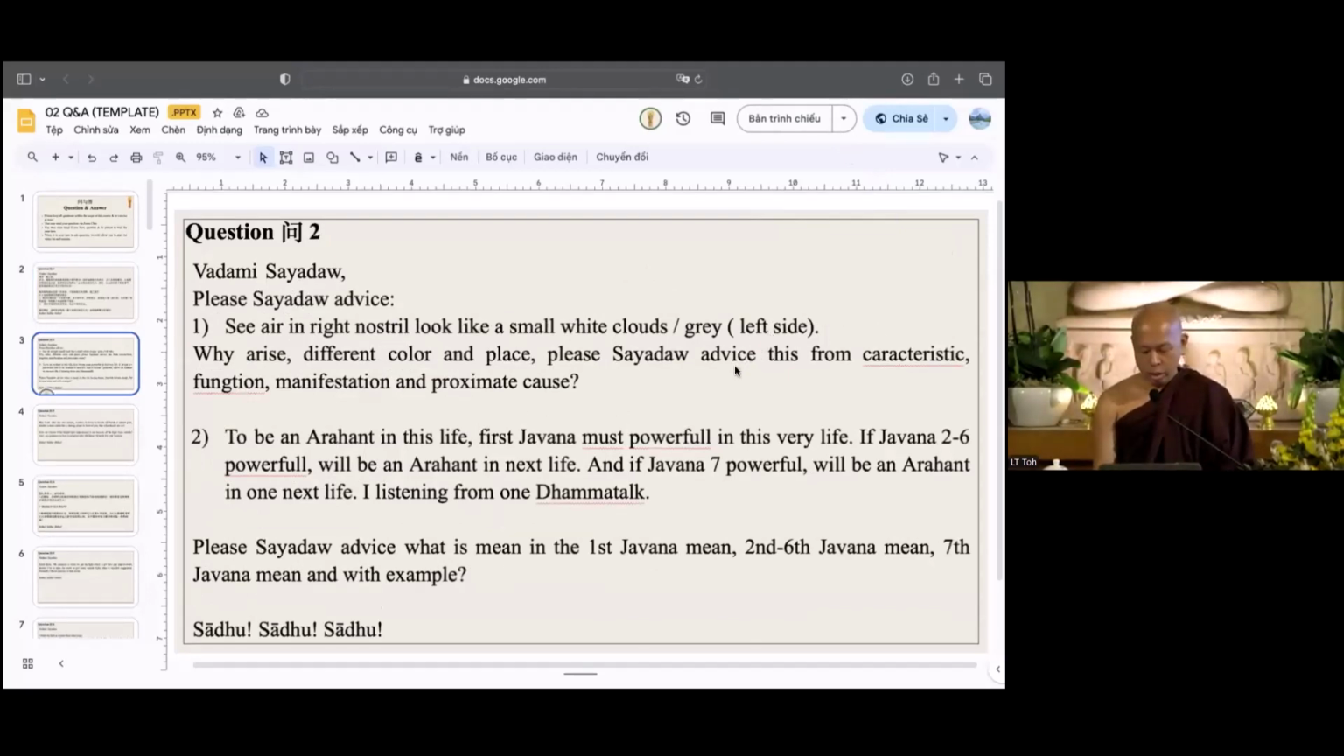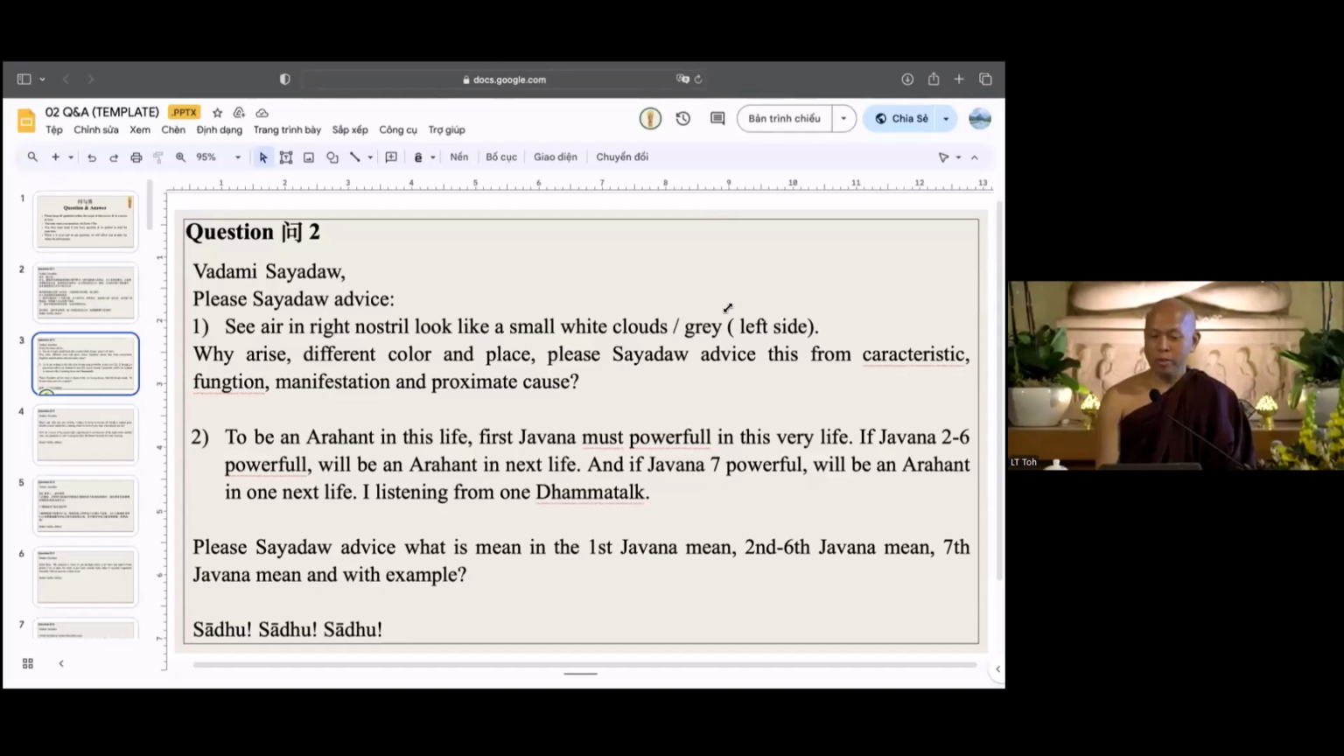Question 1. I see air in the right nostril like a small white cloud, or gray on the left side. Why do different colors and places arise? Please advise on this from characteristic, function, manifestation, and proximate cause.